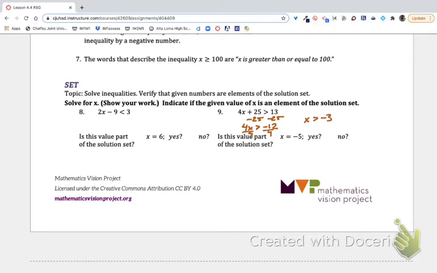Now, is the value part of the solution set? X is negative 5. Well, no. No, because it has to be greater than negative 3. It has to be a number larger than negative 3. And you could check this by taking and plugging in that negative 5 and seeing what happens. So negative 20 plus 25 would be 5. 5 is greater than 13. No, it is not. So no, this is not part of the solution set.